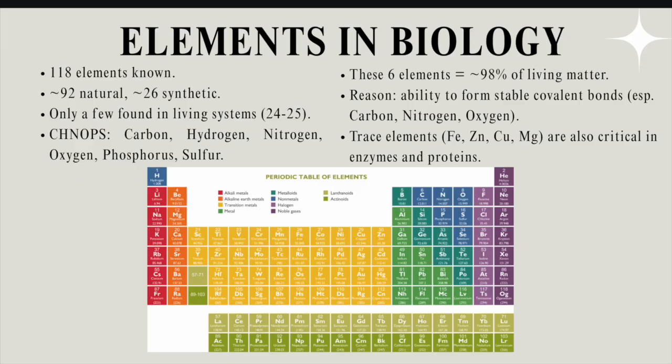Now a code you must always remember: CHNOPS, CHNOPS. What is this code? It tells you the most important or dominating elements that form the biological system. These are carbon, hydrogen, nitrogen, oxygen, phosphorus, sulfur.